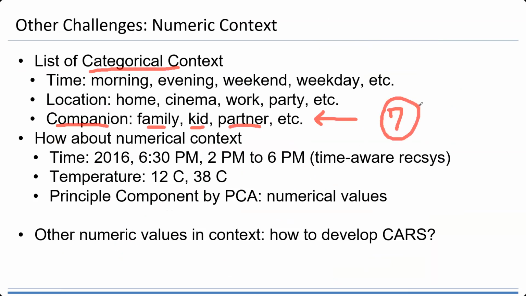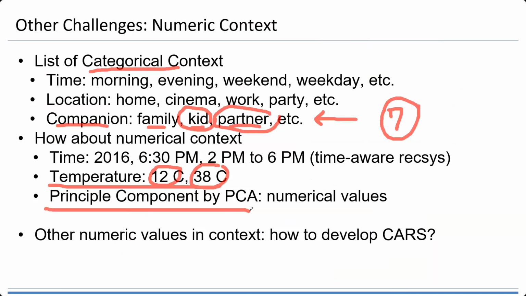So if we have more values, the kid, or partners, if you just go with your partner, then it's only one person. Or sometimes you have another information like temperature. This is numerical. You watch movie in the temperature 12 or in the temperature 38. It can be also another information. Sometimes we need to use some dimensionality reduction like PCA.